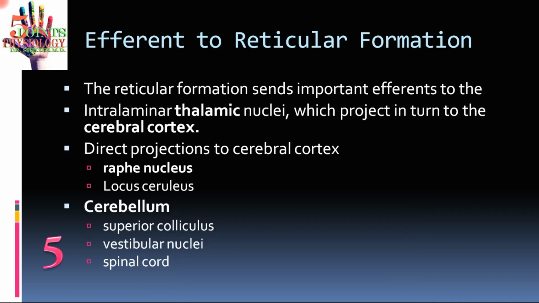In the fifth and the last point, we are going to look at the efferents of the reticular formation to other parts of the brain. Among these, the reticular formation sends important efferents to the cerebral cortex. This is an indirect kind of efferent to the cerebral cortex, which is coming through the intralaminar thalamic nuclei, which project into the cerebral cortex. In the previous video we have seen the ascending reticular activating system.